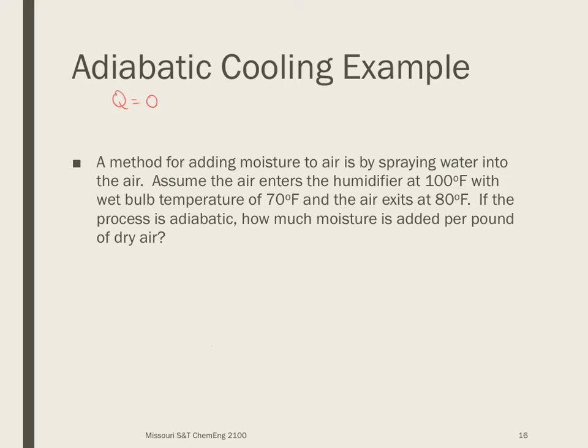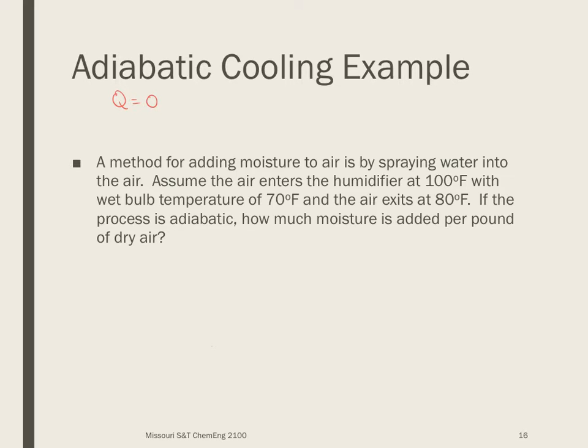This is the concept of how those spray misters work when maybe you're at an outdoor dining facility and they'll have little sprayers around the edge of the patio. So a method for adding moisture to air is by spraying water into the air. And assuming the air enters the humidifier, or this system, at 100 degrees Fahrenheit with wet bulb temperature of 70 degrees Fahrenheit, and the air exits at 80 degrees Fahrenheit, the process is adiabatic. How much moisture is added per pound of dry air?